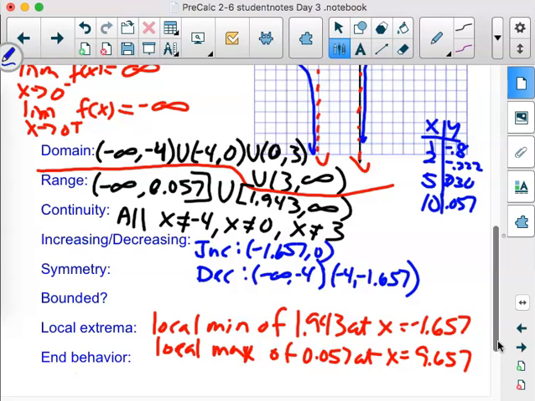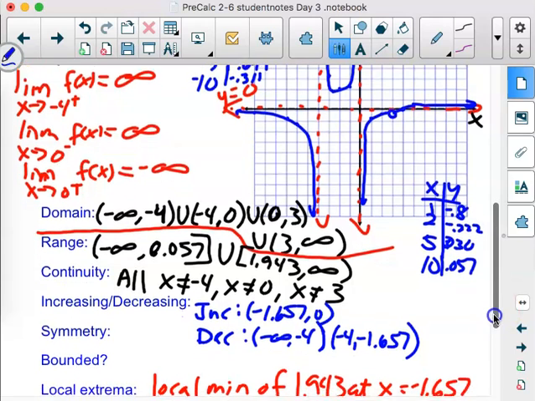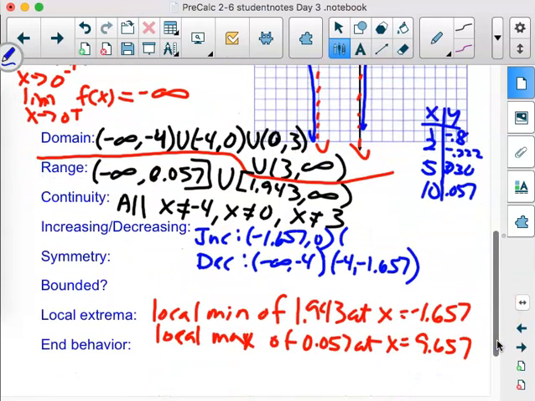And then we get to 0. And it's increasing almost all the time. So it's increasing from 0 to the x value for our local max, which is 9.657. And remember, with intervals of increase and decrease, you don't use square brackets. Points cannot be increasing or decreasing.